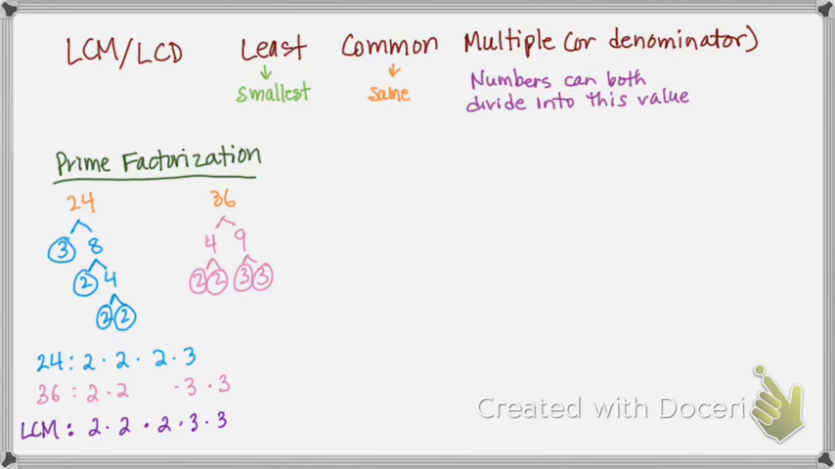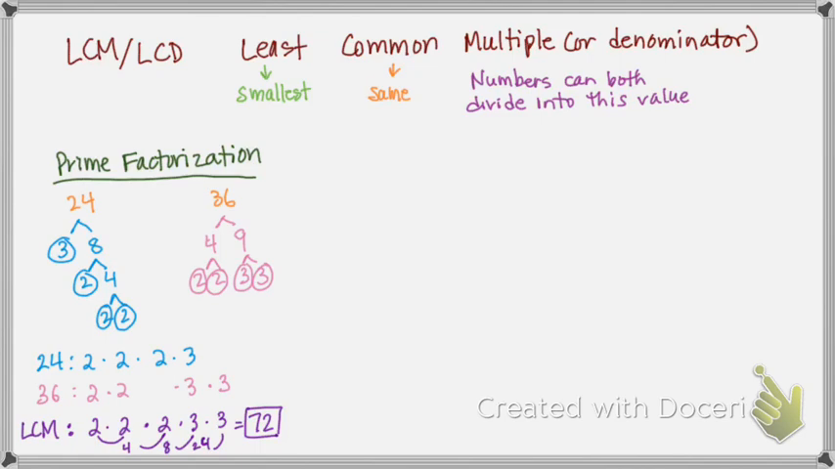So what's the smallest number that 24 and 36 can go into? It's going to be a lot bigger than 24 and a lot bigger than 36. So I'm just going to do my math. I get 2 times 2 is 4. 4 times 2 is 8. 8 times 3 is 24. 24 times 3 is 72. 24 goes into 72 3 times, and 36 goes into 72 twice.